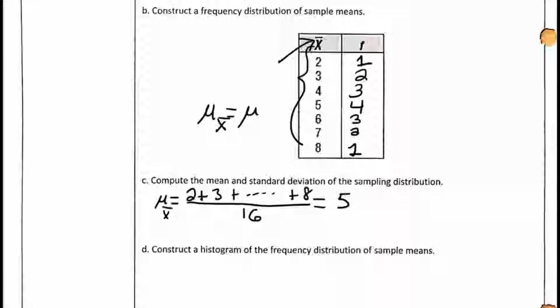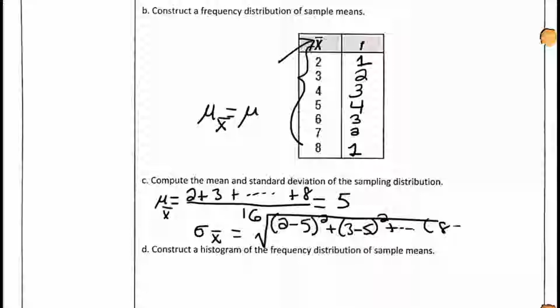Okay, so now let's calculate the standard deviation. This is the standard deviation of the sample mean. So we're going to do the same way we did before. We're going to use all the x values, which here are the x bar values because you're doing it for x bar. So you have 2, then you subtract the mean, which was 5, squared. The next x bar value, 3 minus 5 squared, all the way to the last one, 8 minus 5 squared. And you have to divide by 16 since we had 16 numbers.